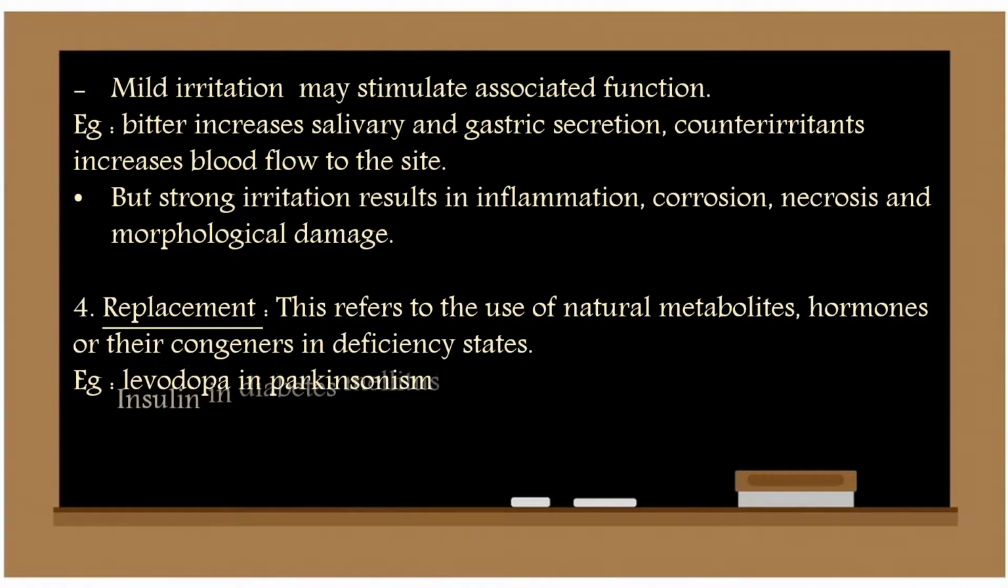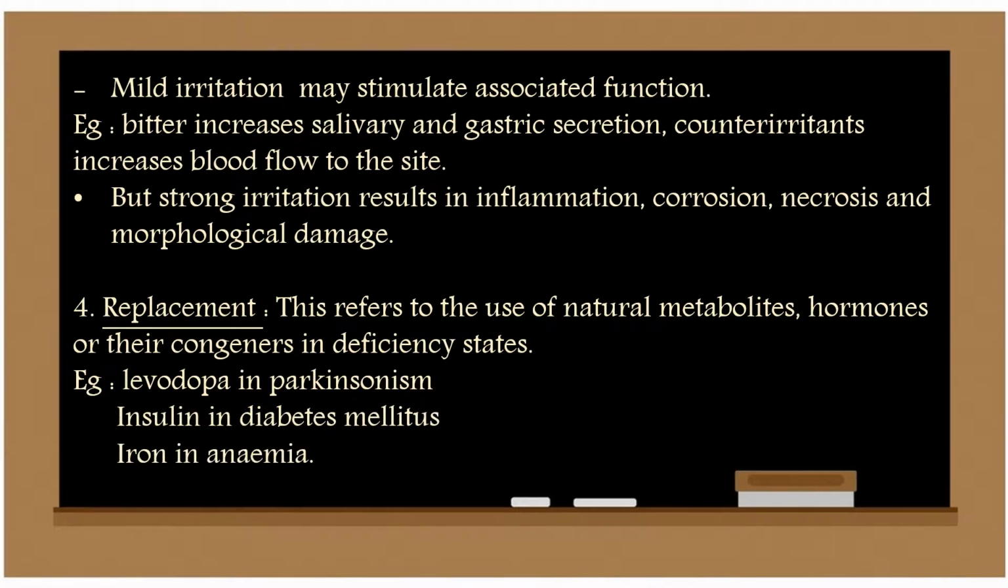Fourth one is through replacement. This means the use of natural metabolites or hormones or their congeners in deficiency states. That is, using levodopa in Parkinsonism, insulin in diabetes mellitus, iron in case of anemia.